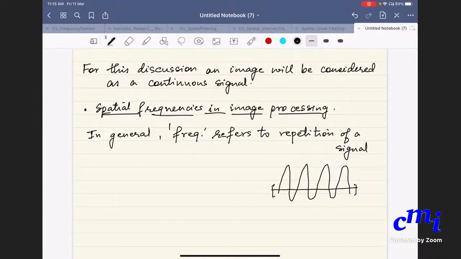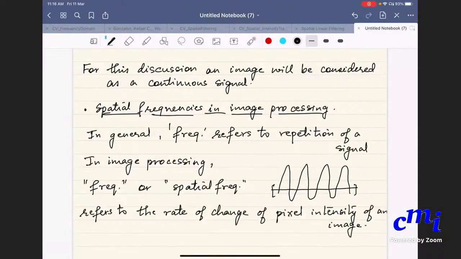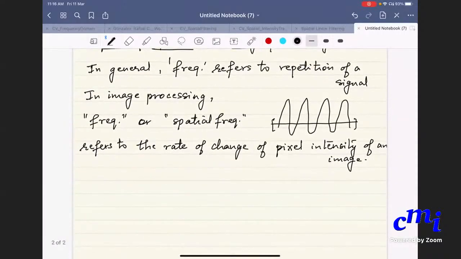So in image processing, frequency or spatial frequency refers to the rate of change of pixel intensity in an image. When we say frequency, we mean spatial frequency. Both terms are used, so I'm writing both: frequency or spatial frequency. And how do we visualize these pixel intensities? If you remember earlier, we used a scan line. You can use a scan line or line profile of an image along a row or a column to generate the intensity profile along that scan line.